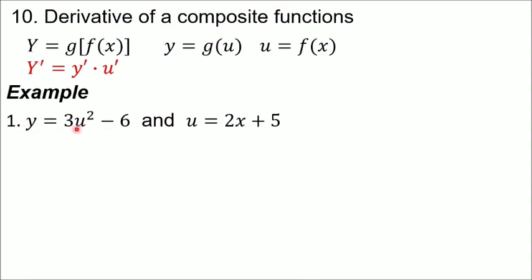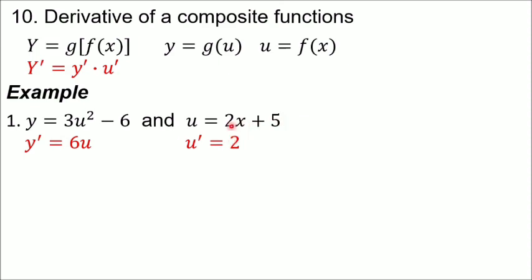1, y equals 3u squared minus 6. And then yung u natin will be 2x plus 5. So we will get the derivative of these two functions here. Y prime will become derivative of this. 3u squared is 2 times 3 is 6u. And then 1 yung exponent niya, 2 minus 1. And then minus 6, 0 na yung kanyang derivative, so no need to write. And then of course, we also need to solve for our u prime. U prime here, 2x plus 5. Kaya ang derivative lang nito ay 2.